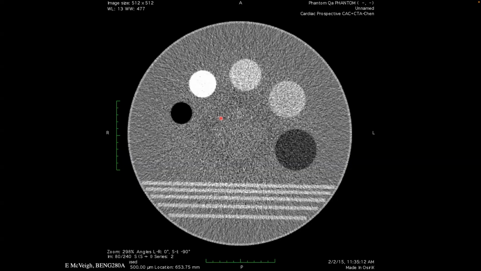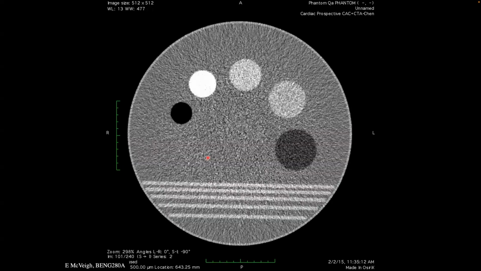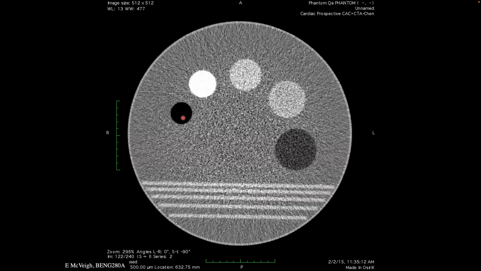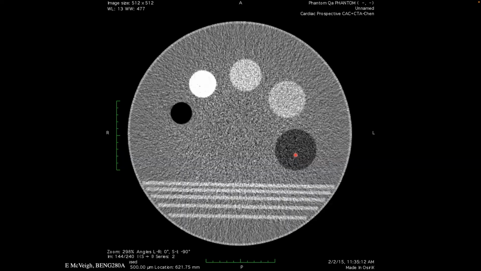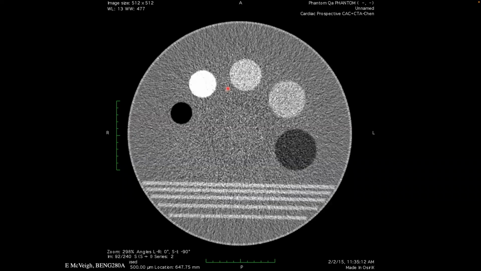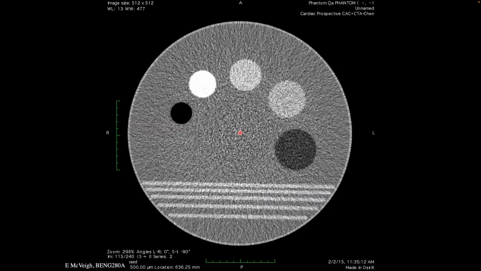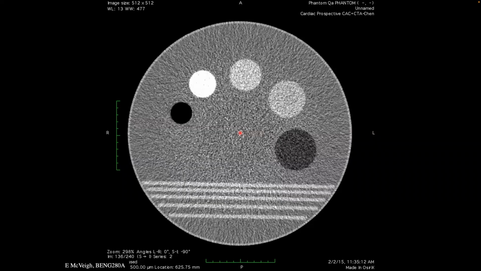But who knows, maybe if this is plastic, right? And this is a hole, and this is water in the plastic, and these are water with iodine, it could be a whole bunch of possibilities, right?